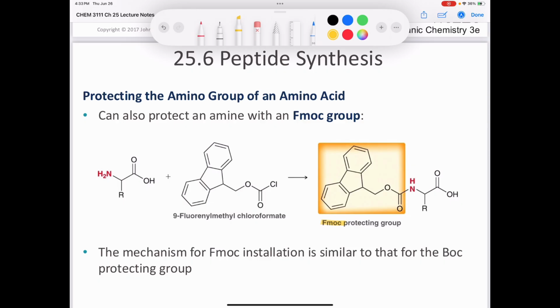And so all we have to do is take our N-terminus and treat it with this reagent, 9-fluorenylmethyl chloroformate, and we add our Fmoc group. And it says here the mechanism for the Fmoc installation is very similar to that for the Boc protecting group, but again, I'm not going to quiz you on the mechanism. I just want you to know the reagent.